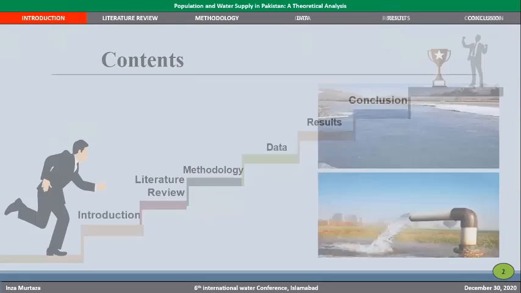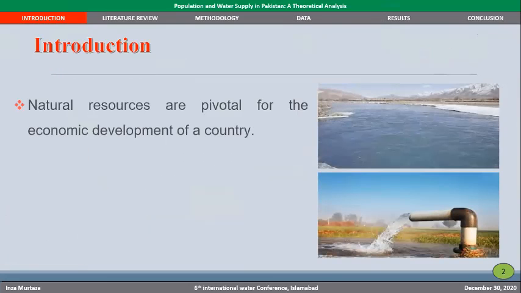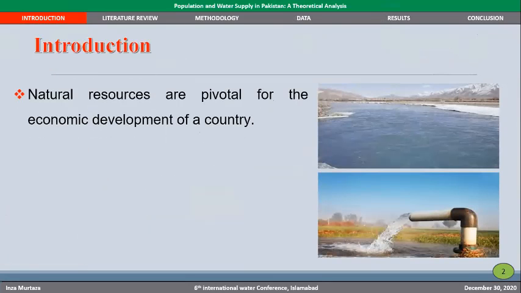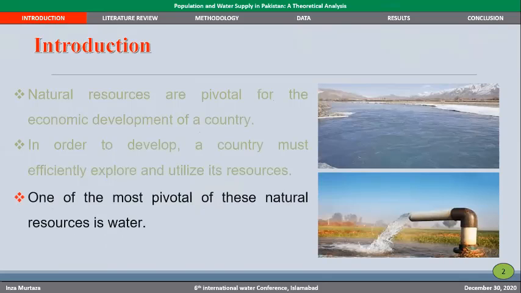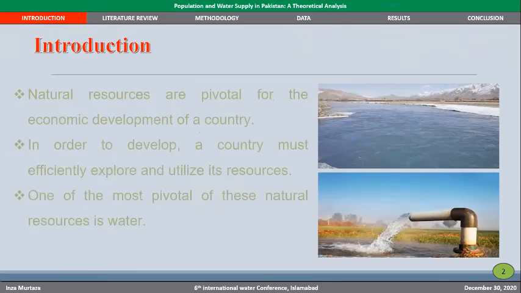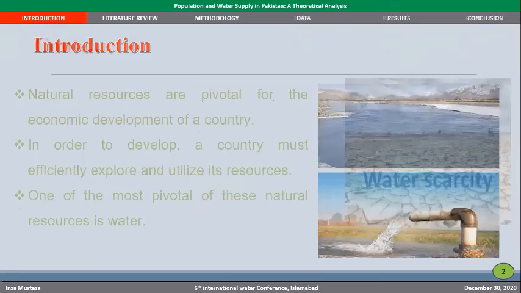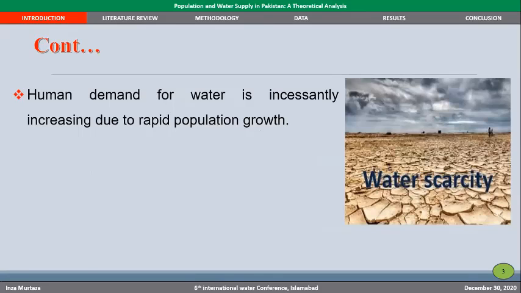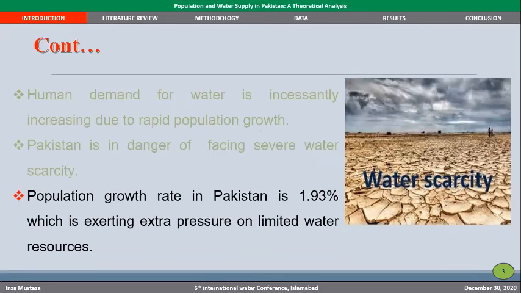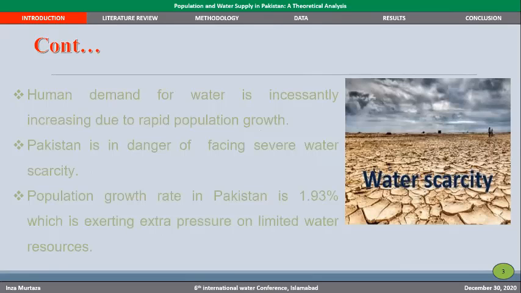Starting from the introduction, natural resources are pivotal for the economic development of a country. In order to develop, a country must efficiently explore and utilize its resources. One of the most pivotal of these natural resources is water. Human demand for water is incessantly increasing due to rapid population growth. Pakistan is in danger of facing severe water scarcity. The population growth rate in Pakistan is 1.93%, which is exerting extra pressure on limited water resources.